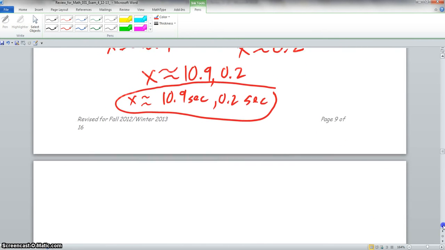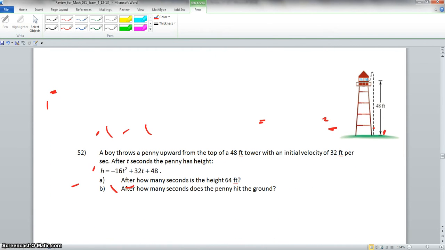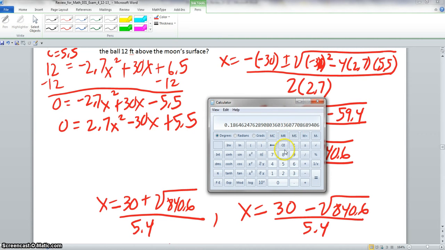Now we move on to problem number 52. Okay, class, we need to put these values into our calculator. So what we would have here is 30 plus, then we would need a parenthesis, and then we would have to type in 840.6. It's the square root. And our numerator would be 58.99 and something divided by 5.4. Now your calculator operates differently than this calculator here. So this would be approximately 10.9.